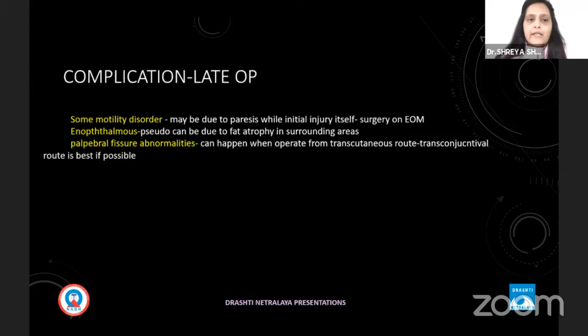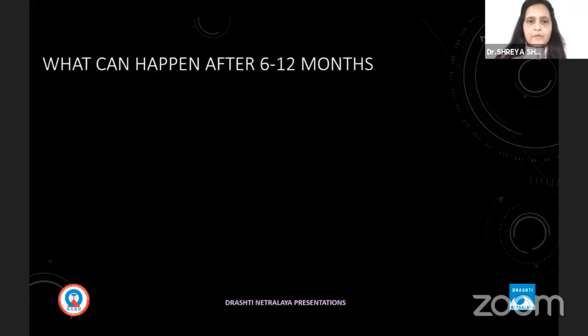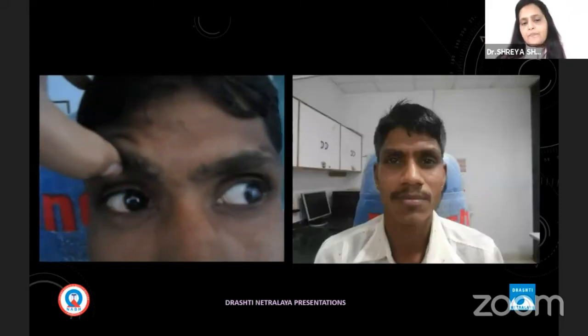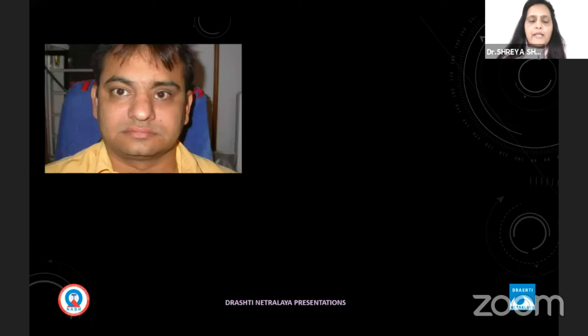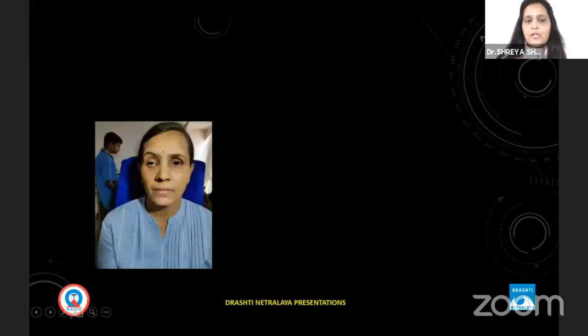Late complications can come with some motility disorders, enophthalmos and palpebral fissure changes. In this flap tear, the patient presented after 6 to 12 months with diplopia, and then a recession resection procedure can be done. In this gynecologist also, we did all the correction, but later on he had a canthal tendon deformity which can be corrected post-operatively, cosmetically.